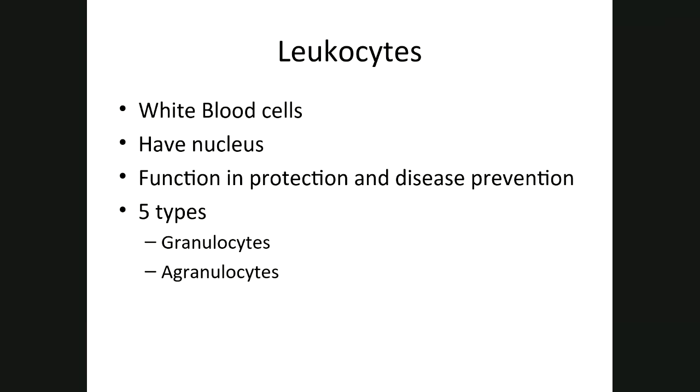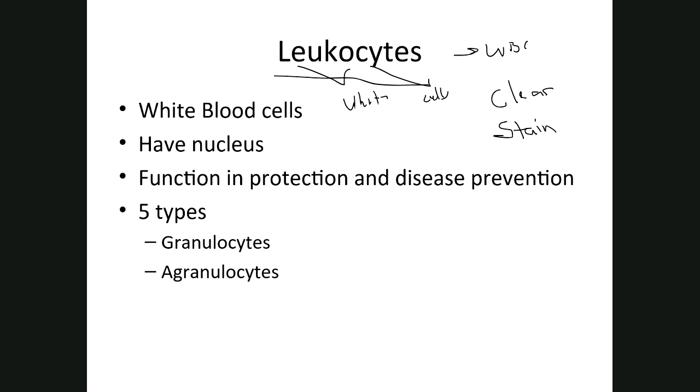Now, white blood cells are technically called leukocytes. Now, most of the time, I just call them white blood cells. But leuko just means white, and cyte means cell, so white cells. They're not really white. They're actually sort of clear. So in order to see them, we have to stain them. And when we put the stain on them, some things will absorb stain.